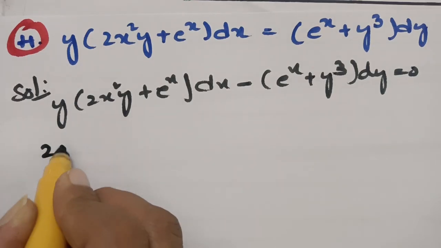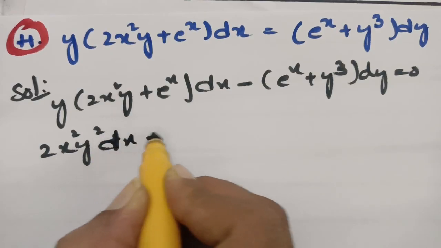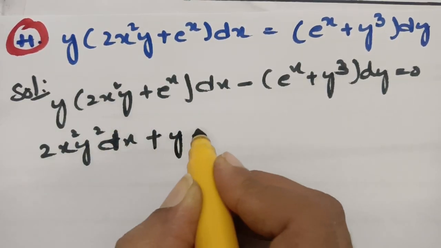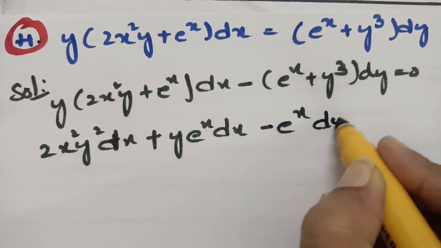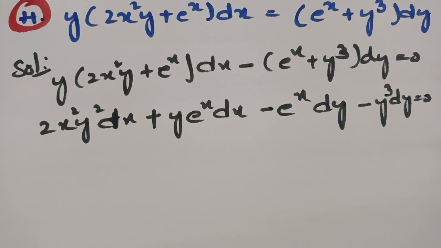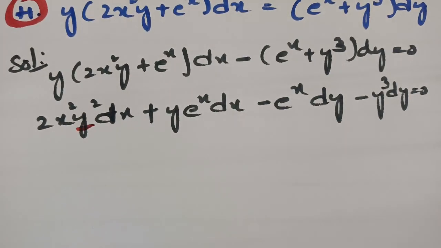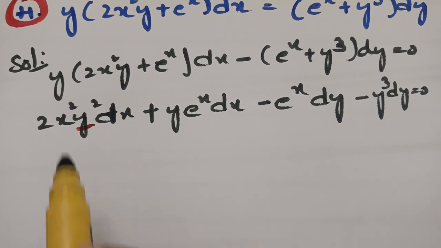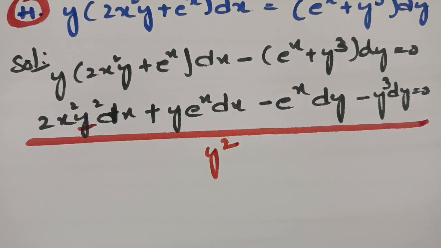If I multiply, this will be 2x square y square into dx plus, if I multiply, y into e power x dx, minus e power x into dy minus y cube into dy is equal to 0. If you observe this, if I integrate with respect to x, this y is unnecessary. So we have to eliminate this y square. In order to balance, I am going to multiply throughout the equation with y square, and see what happens.